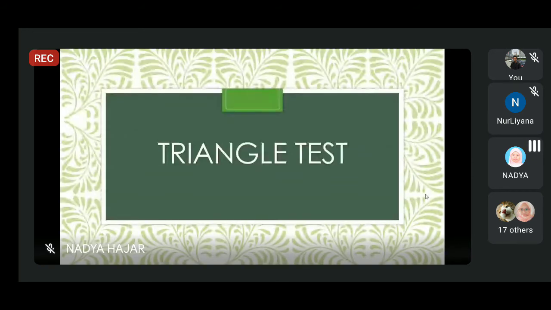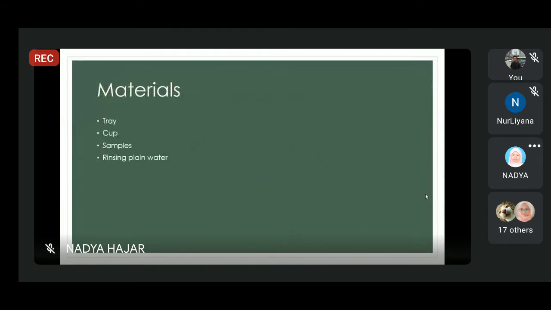So kita cover first triangle test. So macam you nampak dalam video, ada tray, ada cups, ada samples, ada rinsing plain water. So kita dah belajar dekat dalam kelas kan, rinsing plain water adalah kita gunakan untuk kita rinse our mouth before kita start rasa kita punya sample dan selepas kita rasa kita punya sample.